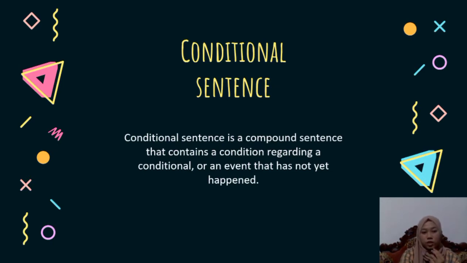Definition of conditional sentence is a compound sentence that contains the condition of an assuming or an event that has not occurred. So in English sentence, this presumption begins with if as a marker that the condition has not yet occurred.